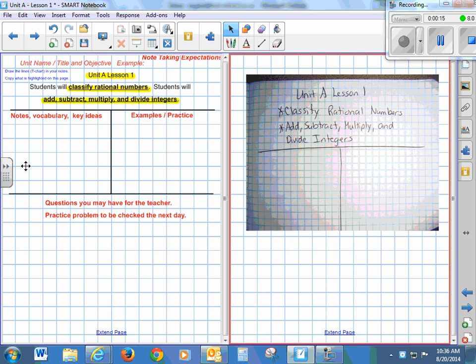First, this is how we want our notes to be laid out. You're going to draw a T-chart in your notes, and we're going to copy what's highlighted. So we're going to start at the top. Unit A, Lesson 1, classify rational numbers, add, subtract, multiply, and divide integers. And then just draw a T-chart. You might want to save this to very last. This is what it would look like in your notes.